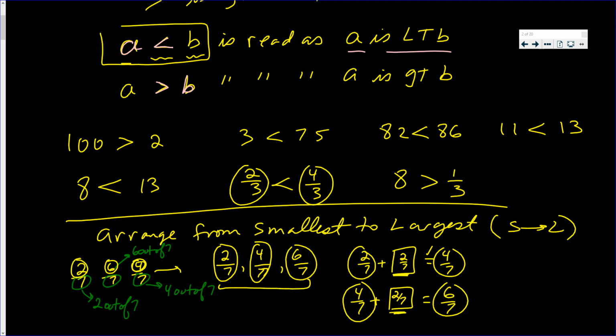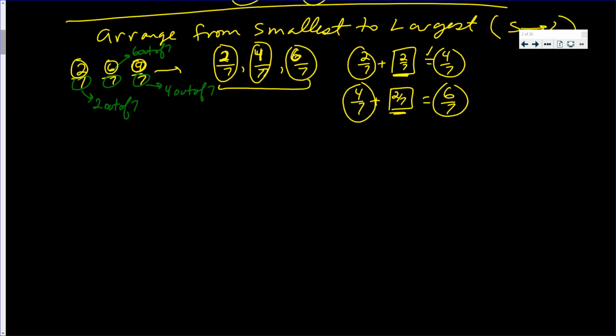So there's the ordering. If the denominators are the same, it's really simple. The smallest fraction will have the smallest numerator. The next one will have the next smallest one. And the last one will have the largest numerator.